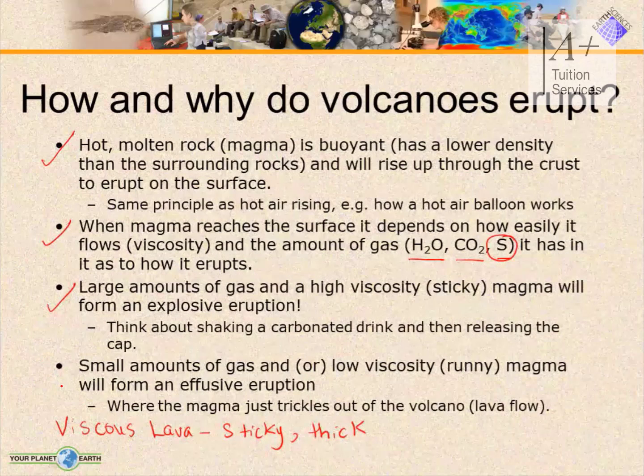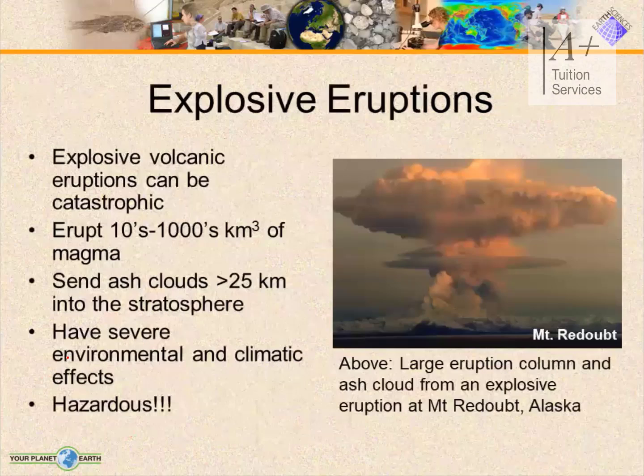Small amounts of gas or low viscosity, so lava can also be runny or very fluid, so it just flows. So small amounts of gas or low viscosity or runny magma will form an effusive eruption, where the magma just trickles out of the volcano and flows, right? So the flow of volcano could be viscous or very thick, or low in viscosity or runny. Explosive eruptions. Explosive volcanic eruptions can be catastrophic.